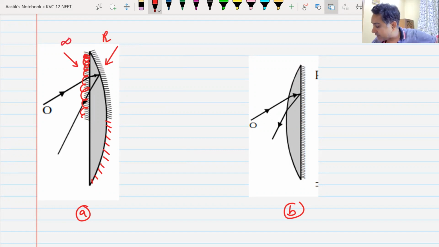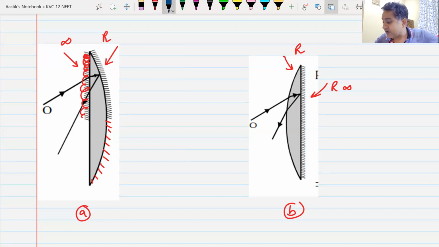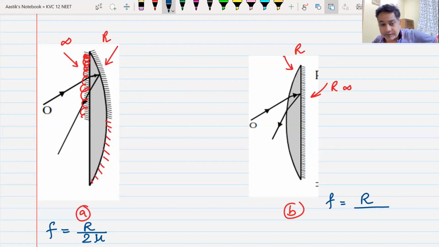Here we have a plano-concave lens. So here the radius of curvature is infinity. Here we have the plane side of the lens silvered. On one hand, we have the curved side silvered. On the other hand, we have the plane side silvered. Do we understand this? Again, if you find the formula for this case, case number A, which I will write below, you will get the focal length. If you can remember it, it will be R upon 2 times mu.